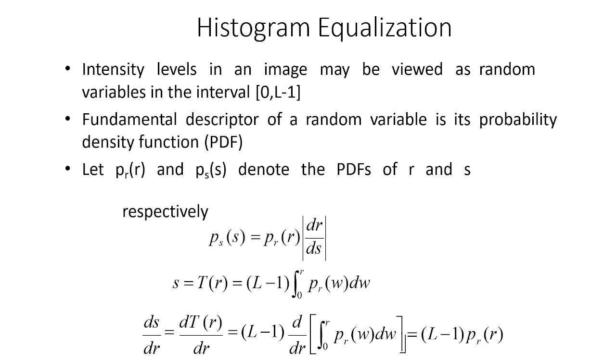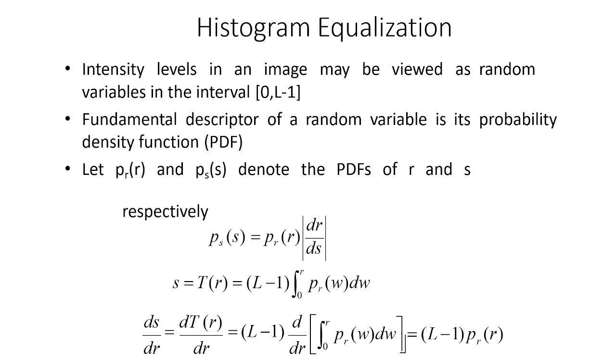R represents the gray values present in the original image, and S represents the gray values present in the transformed image. Let us consider two different PDFs: one is PS of S, and the other is PR of R, the original probability density function. Here we are finding the differentiation dr with respect to ds, differentiating the original image with respect to the transformed image.